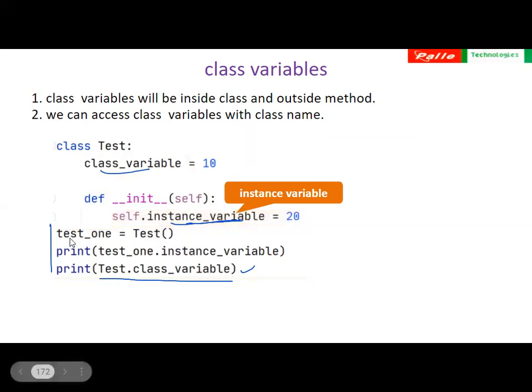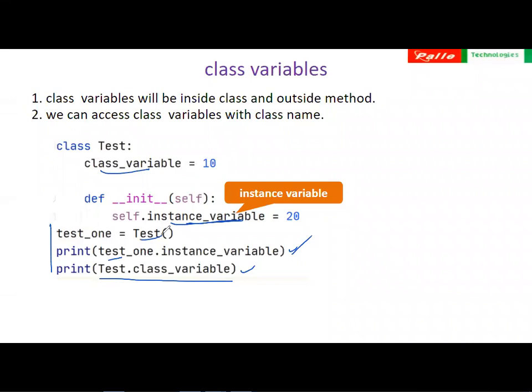Now here I'm writing print test1 dot instance variable. Tell me, what will be the output of this code? I'm talking only about this one, print test1 dot instance variable. test1 will have what address? The object of this particular class called Test. It will go to that object, and inside that object it will search for the variable.